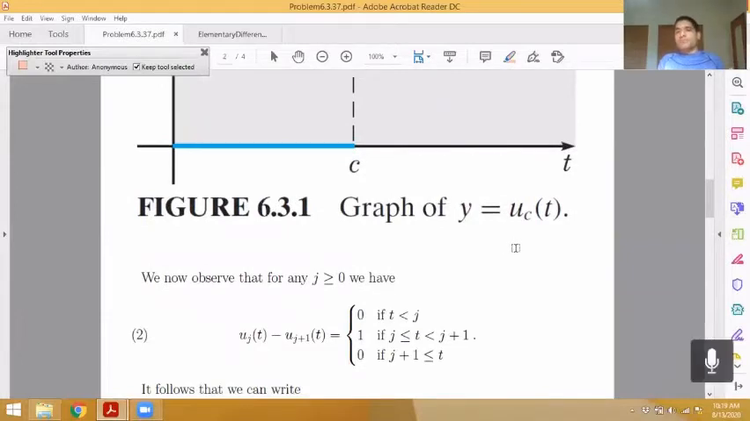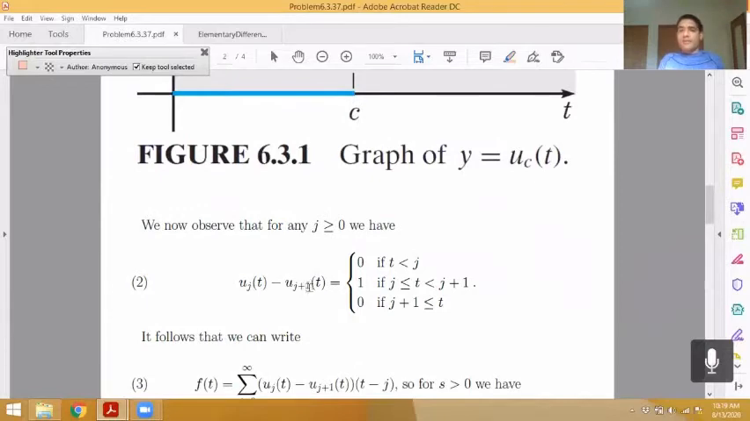Now, I'm going to use u_c of t and make a new function. So I'm going to take two of them. I'm going to take u_j of t and u_{j+1} of t, and I'm going to subtract them. And that's going to make a new function. So I'm subtracting two different step functions.